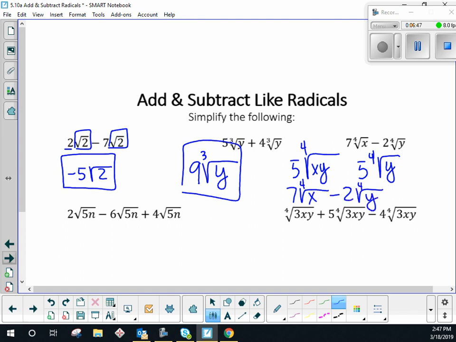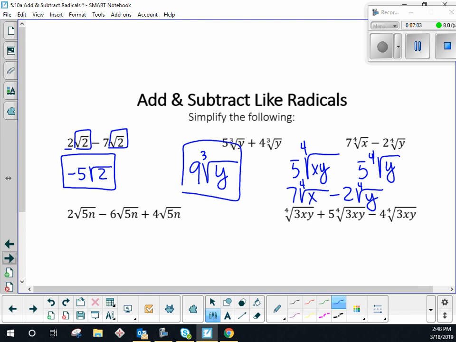Anyone have a different answer? All right. Well, let's talk about it. They can't all be right, because they all are different. It's the bottom one, all right? So let's talk about this first problem right here.